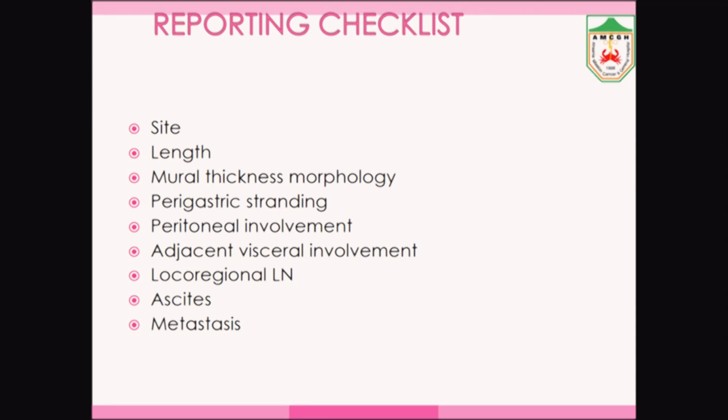So our reporting checklist should include the site, length, mural wall thickness, morphology, perigastric stranding, peritoneal involvement, adjacent visceral involvement, and locoregional involvement, and of course ascites and metastasis.